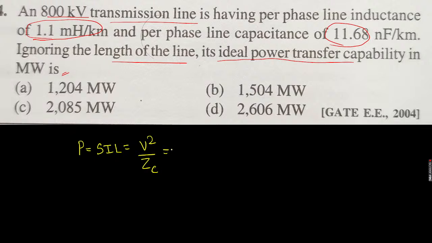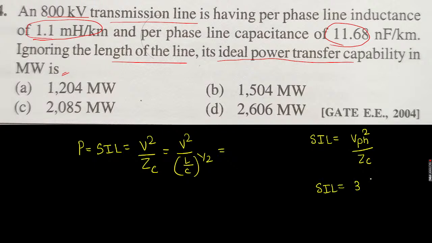We all know when the transmission line is lossless, the value of surge impedance or characteristic impedance can be simply written as L by C whole power 1 by 2. That's all. Now all data is already clearly specified in the question itself. Now you can simply calculate. I have already written the formula for surge impedance loading per phase. If you are calculating it for single phase, then V phase square divided by characteristic impedance. If you are calculating it for 3 phase, then it will become 3 times per phase V phase square divided by characteristic impedance.